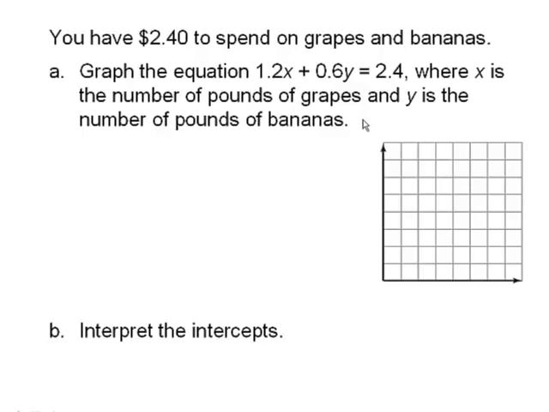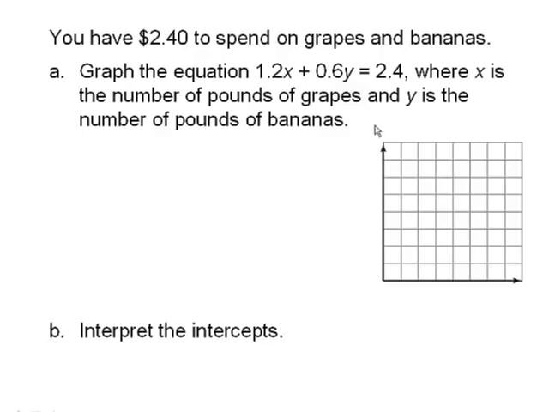You have $2.40 to spend on grapes and bananas. Graph the equation 1 2/10 times x plus 6/10 times y equals 2 4/10, where x is the number of pounds of grapes and y is the number of pounds of bananas.